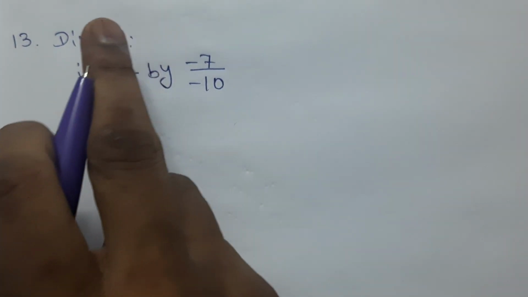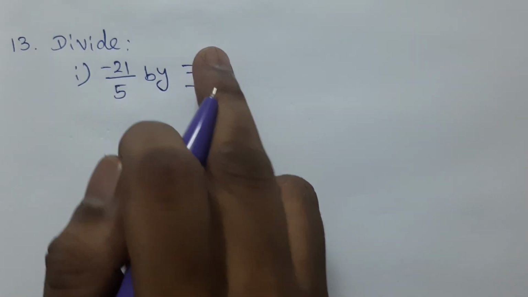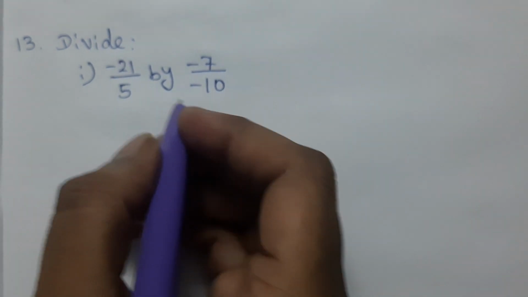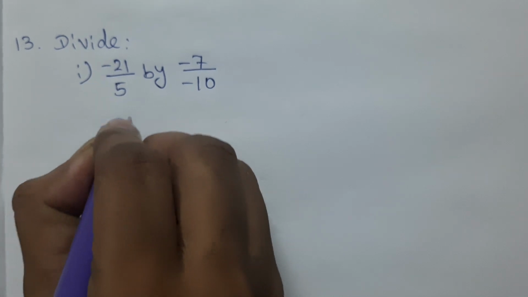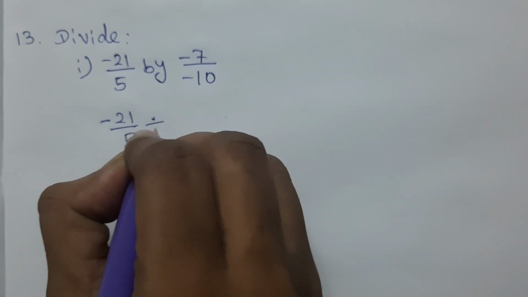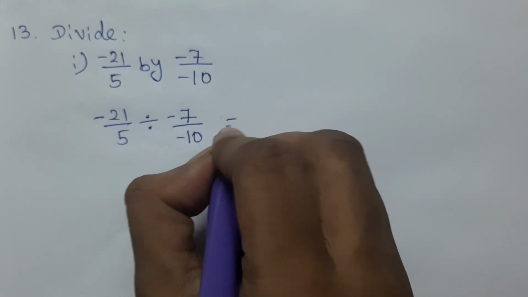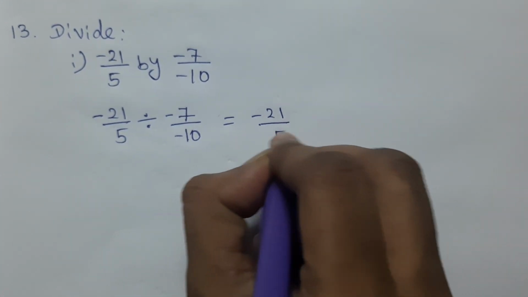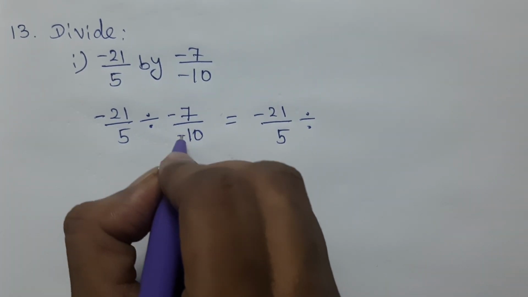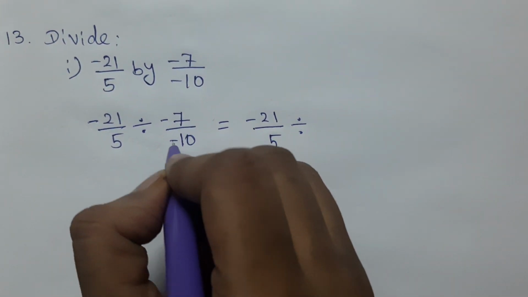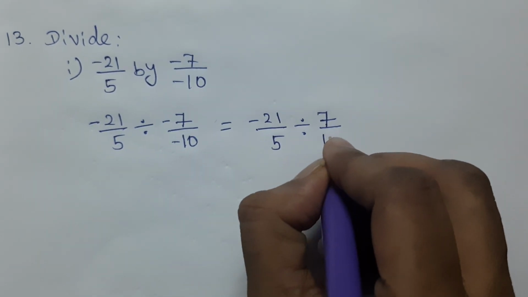Question number 13. Divide minus 21 by 5 by minus 7 by minus 10. Now how can we write this? Divide is given, so we have to write minus 21 by 5 divided by minus 7 by minus 10. That is equal to minus 21 by 5 divided by, here both numerator and denominator are minus. Minus by minus is plus, so we can take 7 by 10.